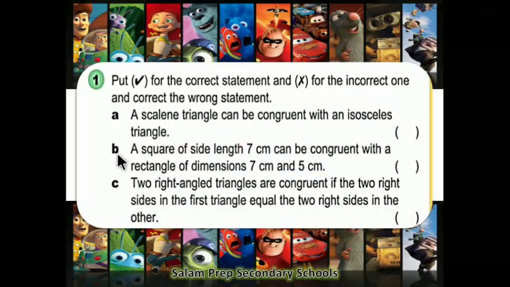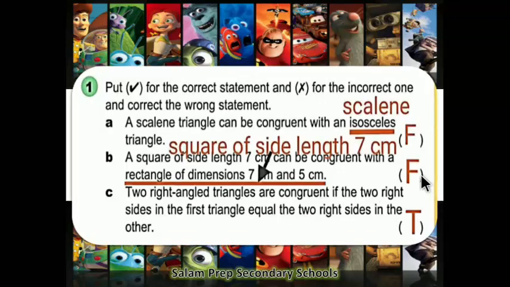The second one, a square of side length 7 cm can be congruent with a rectangle of dimensions 7 cm and 5 cm. Excellent. False. We can correct the statement like this. A square of side length 7 cm can be congruent with a square of side length 7 cm.